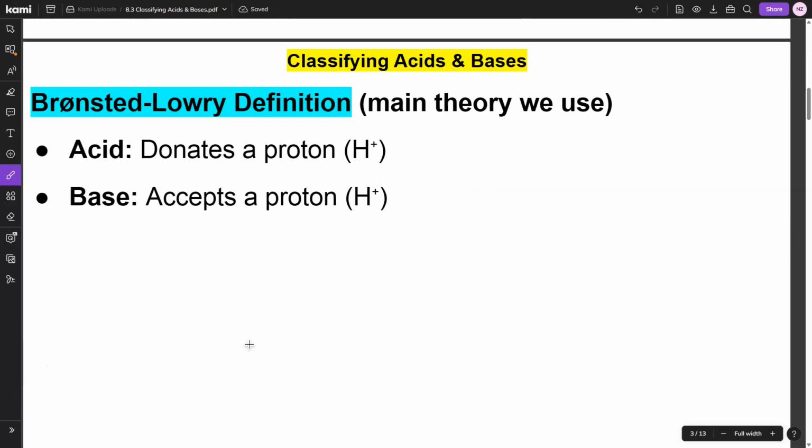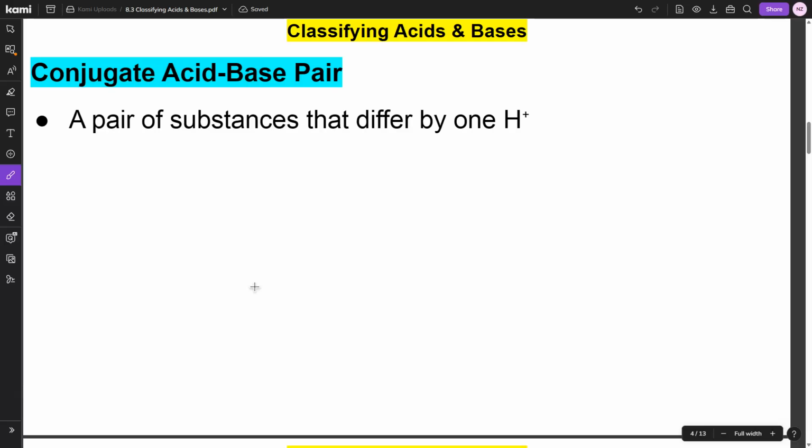Now, the Brønsted-Lowry definition is going to be the main theory that we're going to use. In this definition, acids donate a hydrogen ion, and a base accepts a hydrogen ion. We're going to look at an example in a second where you'll see acids donate hydrogens and bases accept hydrogens. Now, when we have this pair where one is donating a hydrogen ion and one is accepting, we call these conjugates. These are pairs of substances that differ by one hydrogen ion.